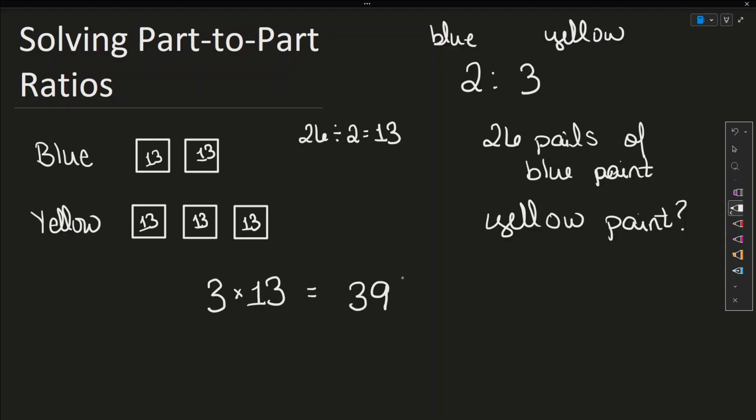Notice what we did. We did not just add one more pail because yellow has one more part than blue. Each part is worth 13 pails, so one more part means 13 more pails. This is a place where students often need support. The squares are not always worth 1. They represent equal groups.